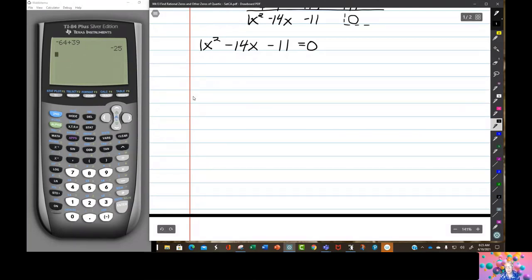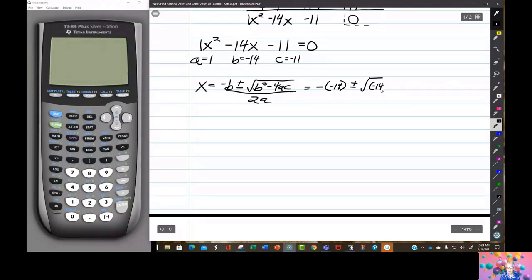There's an invisible 1 in front of x squared. So a is 1, b is negative 14, c is negative 11, and x equals negative b plus or minus the square root of b squared minus 4ac all over 2a, equals negative, b is negative, it's negative 14, plus or minus the square root of negative 14 squared minus 4 times 1 times negative 11, all over 2a, which is 2 times 1.